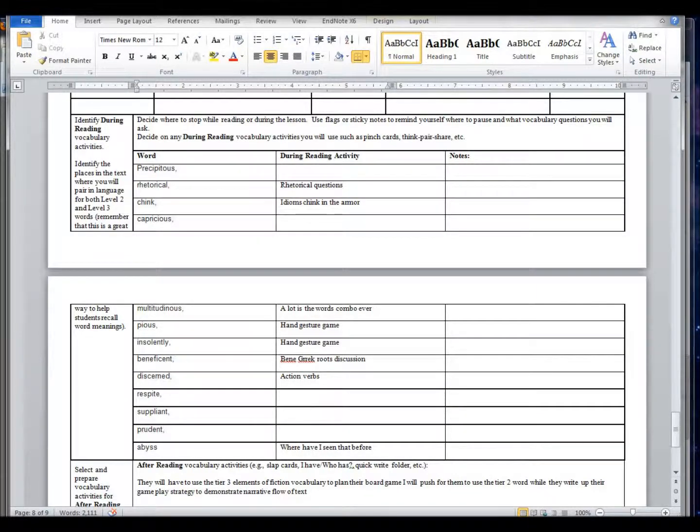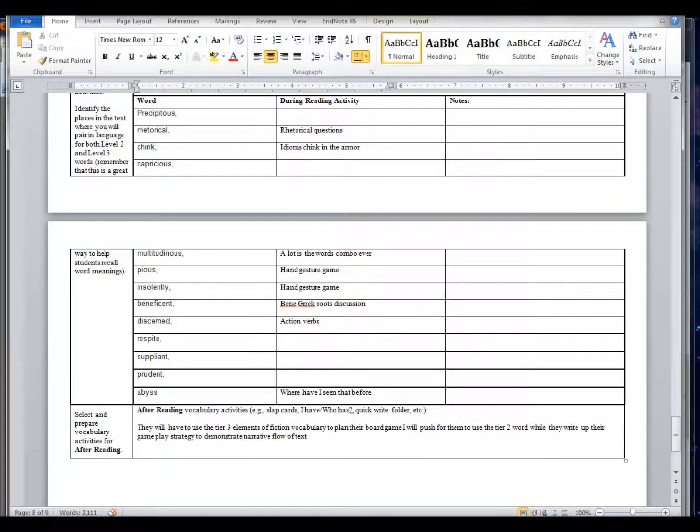I'm sure they've heard it before. Multitudinous, we're going to talk about the word a lot and how there are so many. There are a lot better ways to say a lot. Anyway, you get the idea. So basically be thinking about how you are going to call out these words and highlight these words as you come across them in the text.